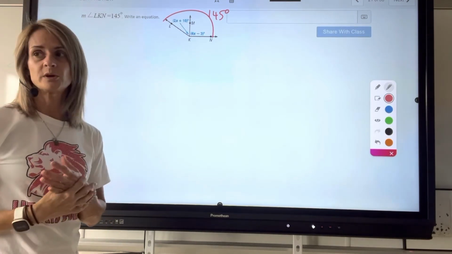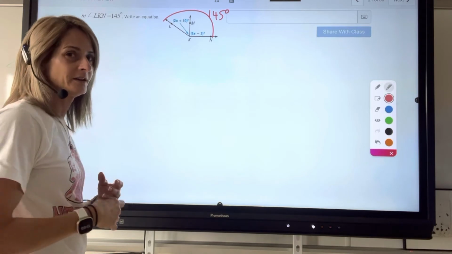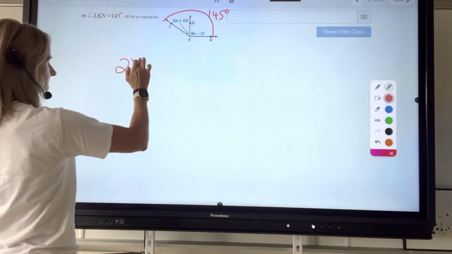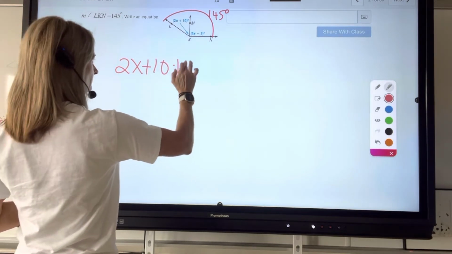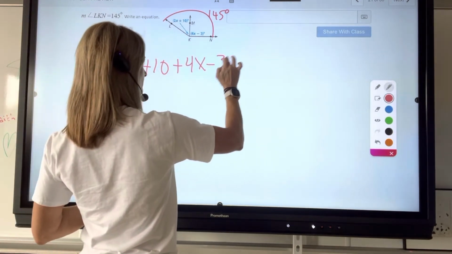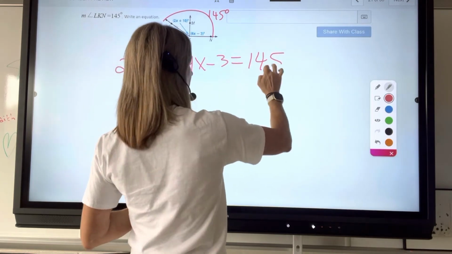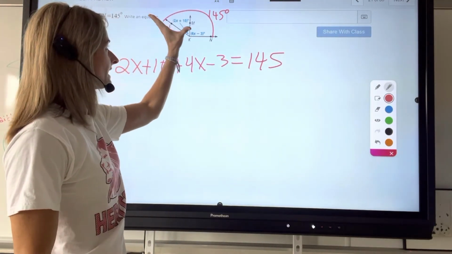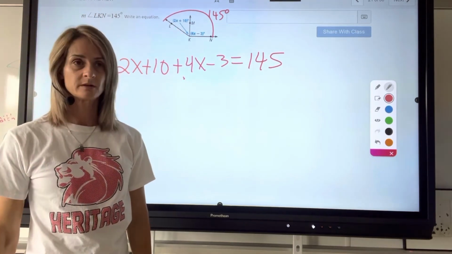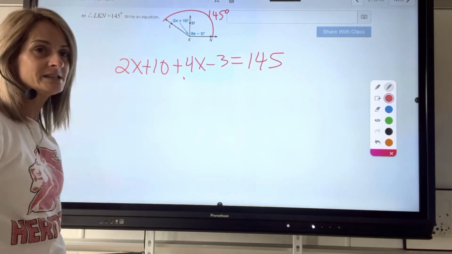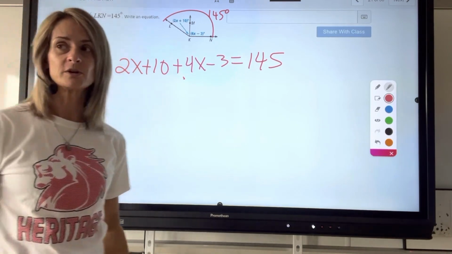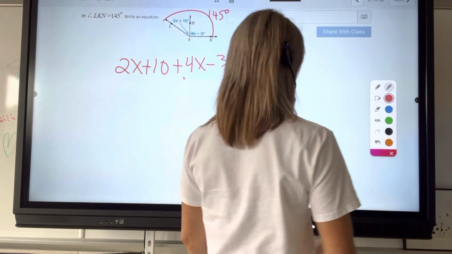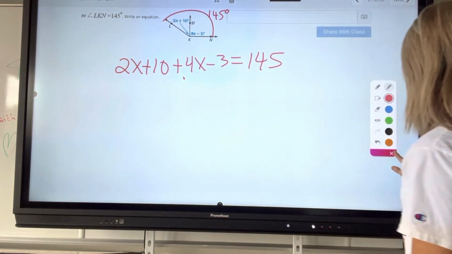So what's the equation we're going to write from this diagram? Okay, Ryan? 2x plus 10 plus 4x minus 3 equals 145. Perfect. Because this angle plus this angle adds up to 145. How are we doing? This should be getting easier. It was really hard at first, but with practice it gets easier. And I know you guys can solve equations, so we're not practicing the algebra.